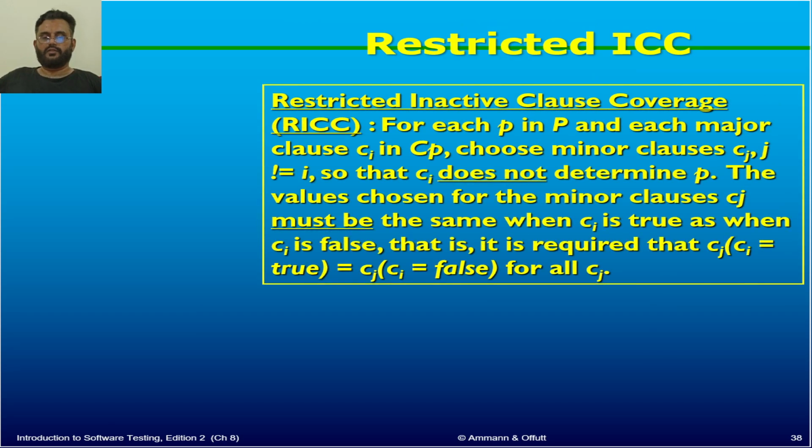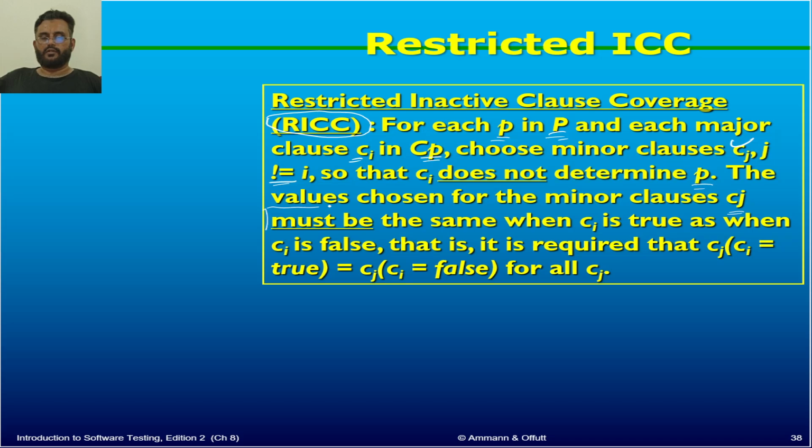So the next definition is restricted inactive clause coverage. It is denoted as RICC, and the first three lines again are the same. For each predicate in the set of predicates P and each major clause Ci in the set of clauses, choose minor clauses Cj, where j is not equal to i, meaning that the minor and the major clauses cannot be the same. The next condition imposed is that Ci does not determine P, meaning we have to look at those tuples in the truth table where the value of Ci changes from true to false, but the predicate value does not change. And the second condition imposes that the values chosen for the minor clauses Cj must be the same.